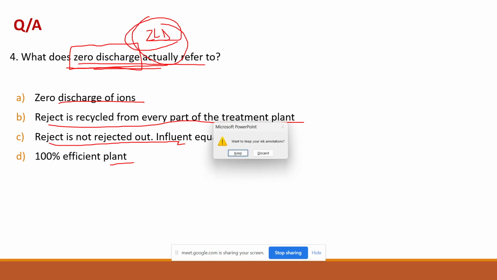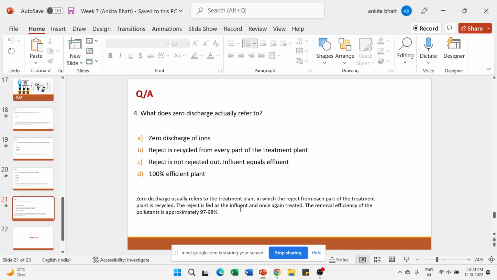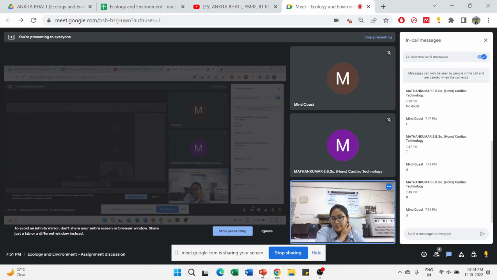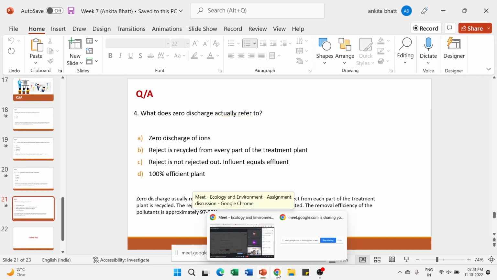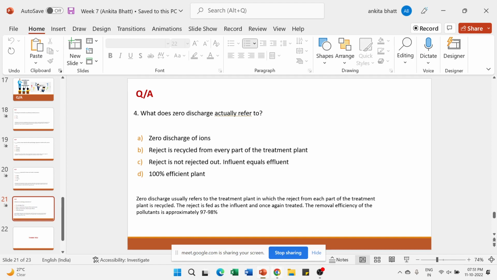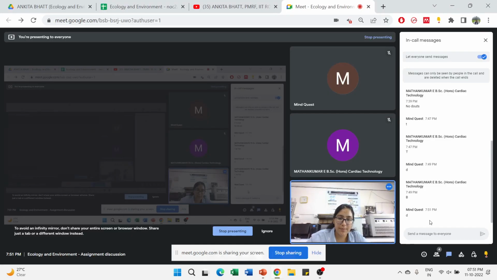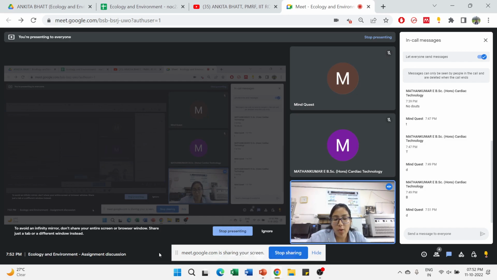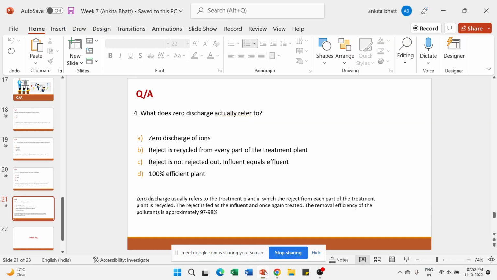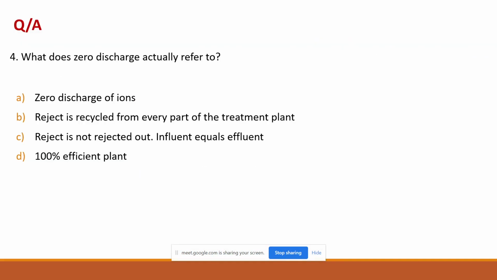right? So let me see if anybody of you has replied. Okay, so one has replied 10, that is your 100% efficient plant. So that will not be the answer. Anybody else? What will ZLD refer to? Whether it is complete recycle or zero discharge of ions, 100% efficient, or reject is not rejected out.